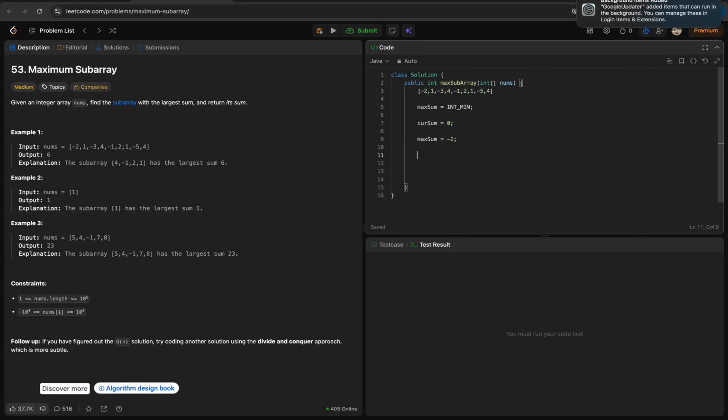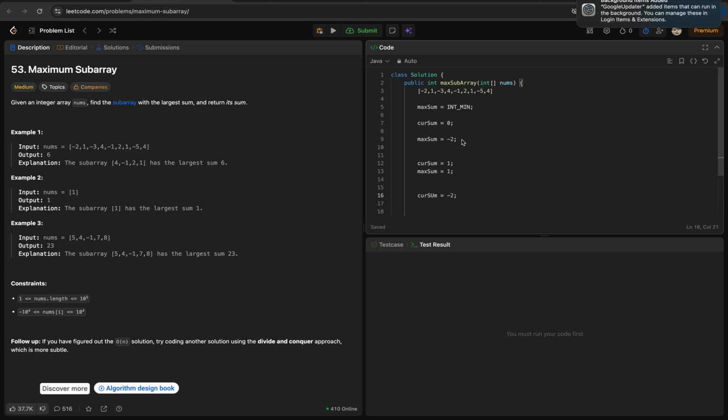Next, at the next iteration, we have 1. On adding 1 to the current sum, it is increasing, it is positive, so current sum will become 1, and max sum will also become 1, because this is greater than the current max sum. Now at the next iteration, when we add -3, current sum will become -2, and we will not update max sum because 1 is greater than -2.